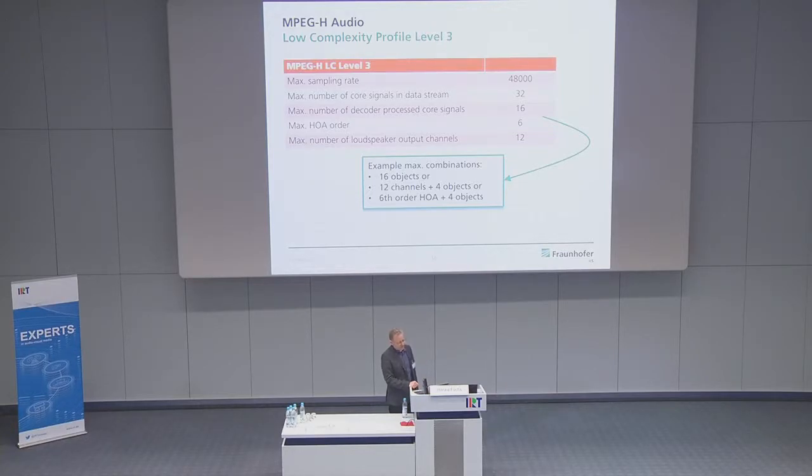Maximum sampling rate of the level 3 is 48 kilohertz. Then the important number is 16 signals can be decoded in a level 3 decoder, and you can use that for objects, for channel signals, for HOA transmission channels, or any combination, as long as the 16 is not exceeded. And there are some examples here of what you can do with the 16, and you can also see the 32 here. That means there can be even more signals in the stream.